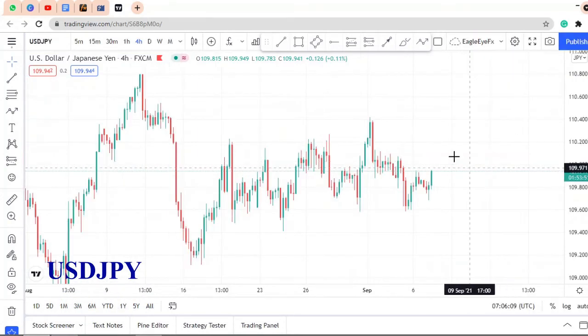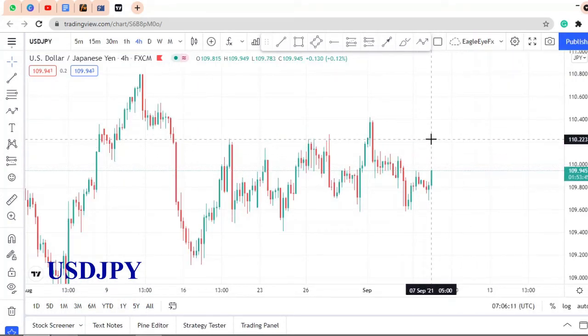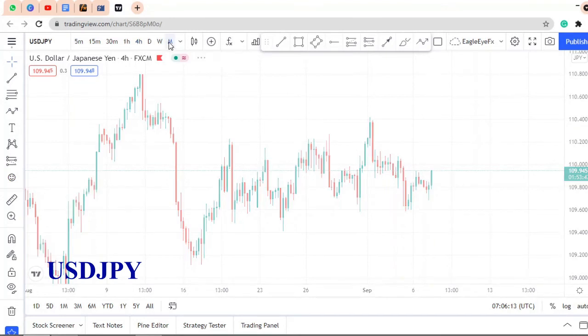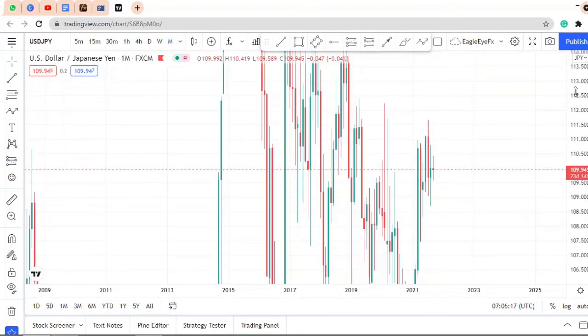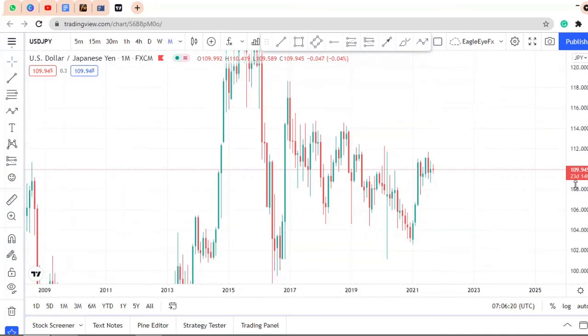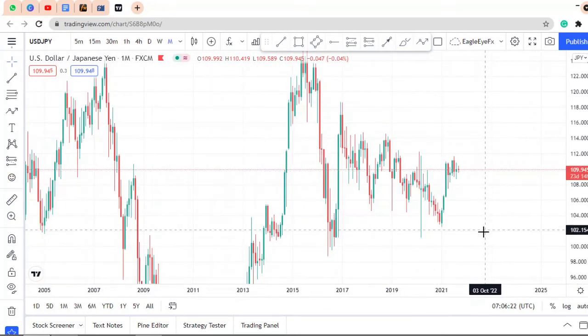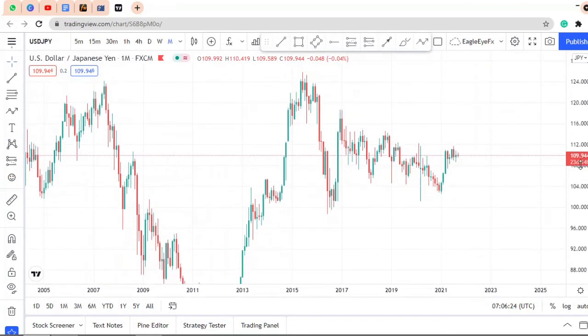USDJPY. All right, and guys, remember, we are not giving you financial advice, and always use proper and good risk management. That is the only way you are going to survive in this game. We're not giving you financial advice, we're just telling you what we think and what we can see based on our personal analysis.